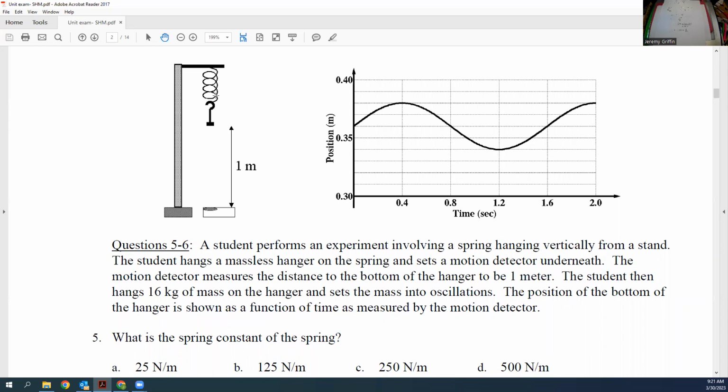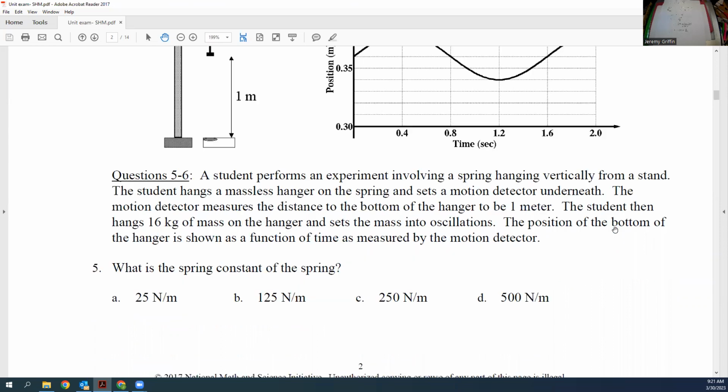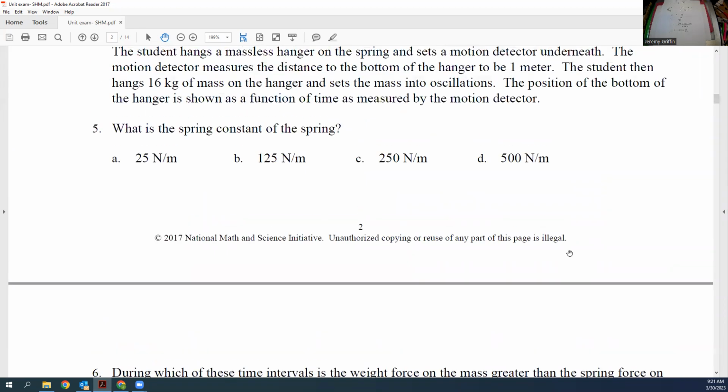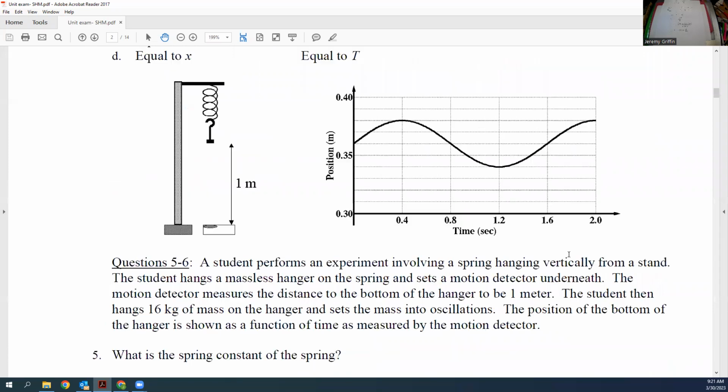Like I bet when the mass is all the way at the top, it's a very small spring force, right? When it's all the way at the bottom, there's a huge spring force. Okay. So can you guys look at this graph and figure out what time interval is the spring force? Or wait, which way did they word this? So is the weight greater than the spring force? Okay. When is the weight pulling down more than the spring force pulling up?